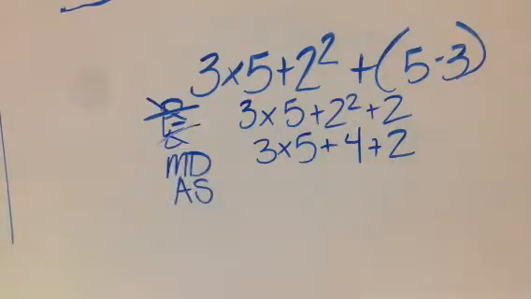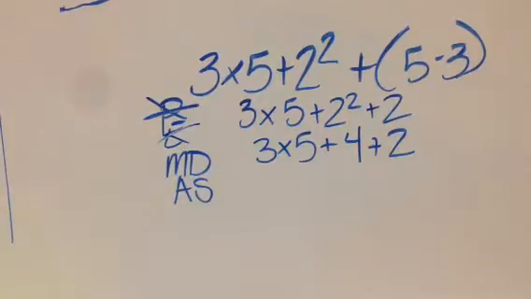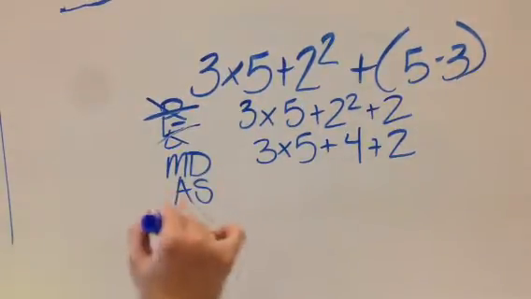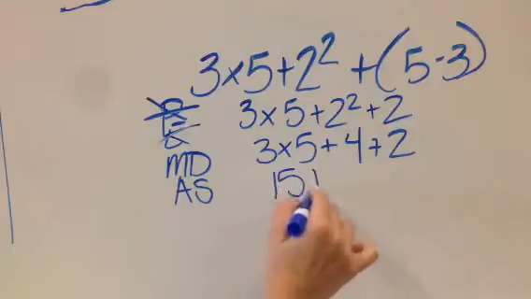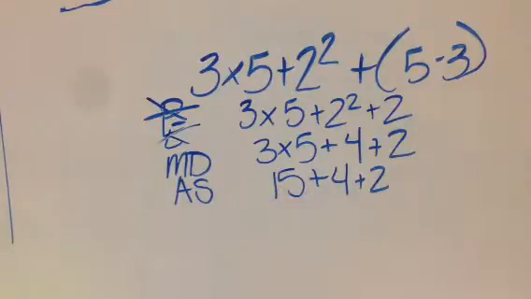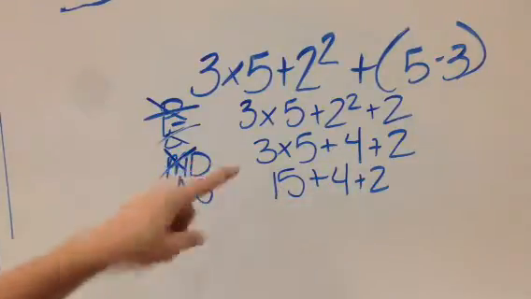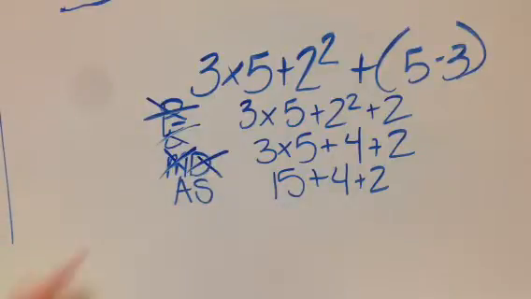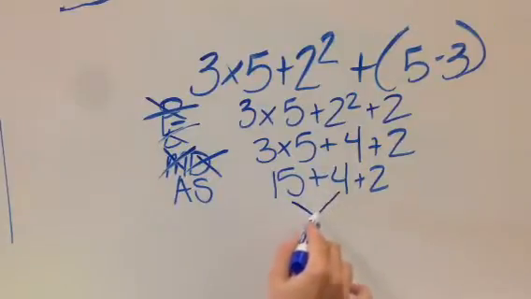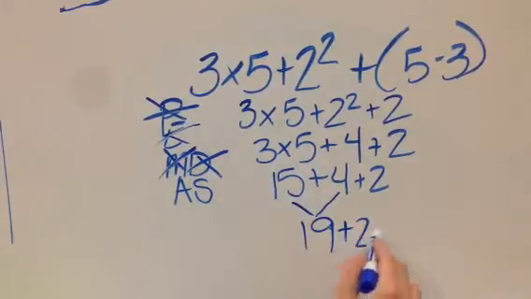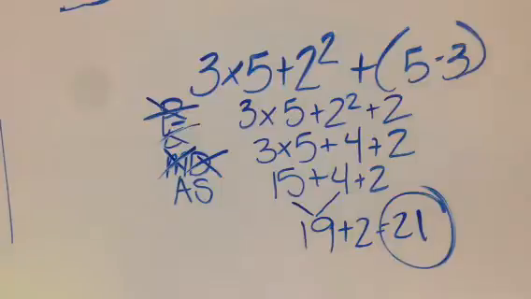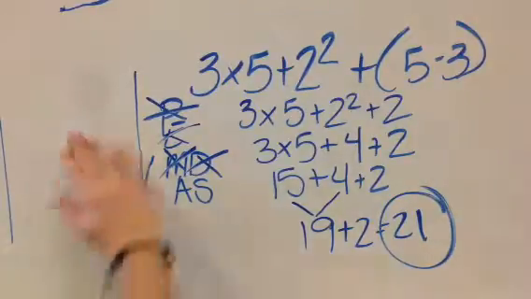We've done our exponents. Next would be multiplying. Of course we have multiplying. We have 3 times 5, which would be 15, and we carry everything else down. So we've done that. There is no division, so we'll cross that out. Now all that's left is addition, so we simply just add. 15 plus 4 is 19. 19 plus 2 is 21, and we've solved the equation. Very, very simple as long as you follow these steps in order. Let's try one more, and then I think we'll be good.